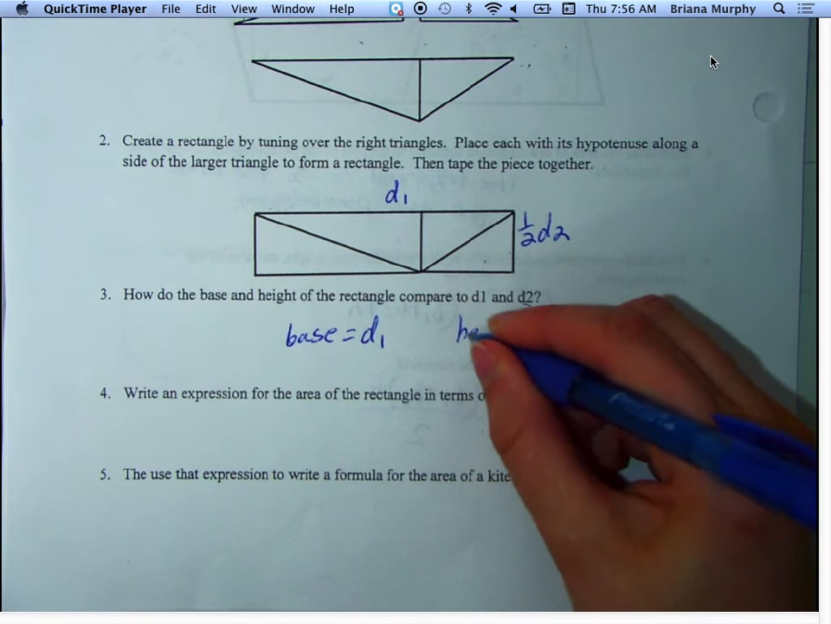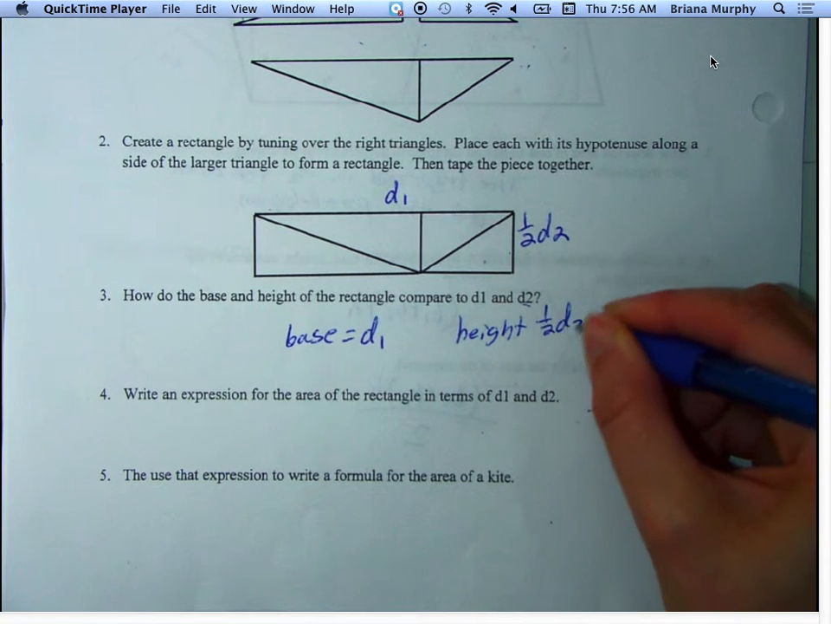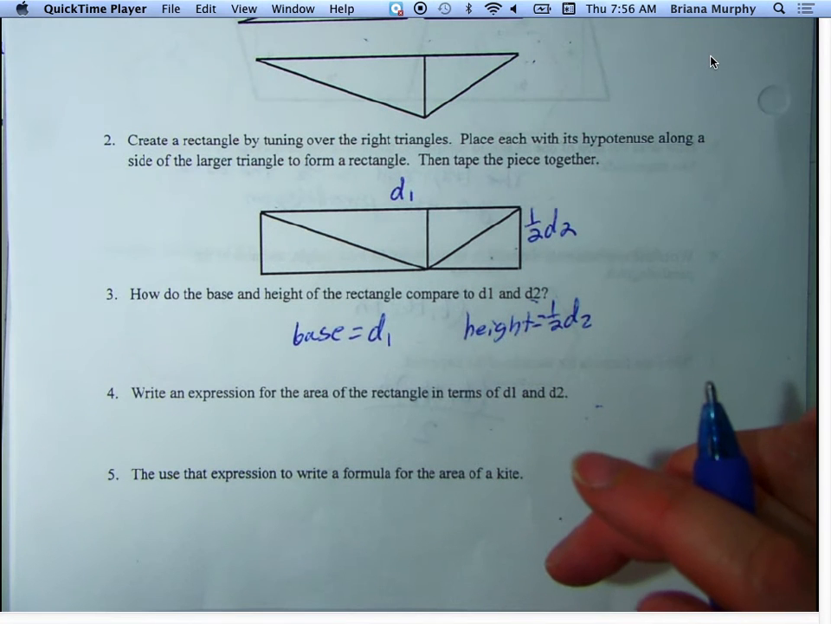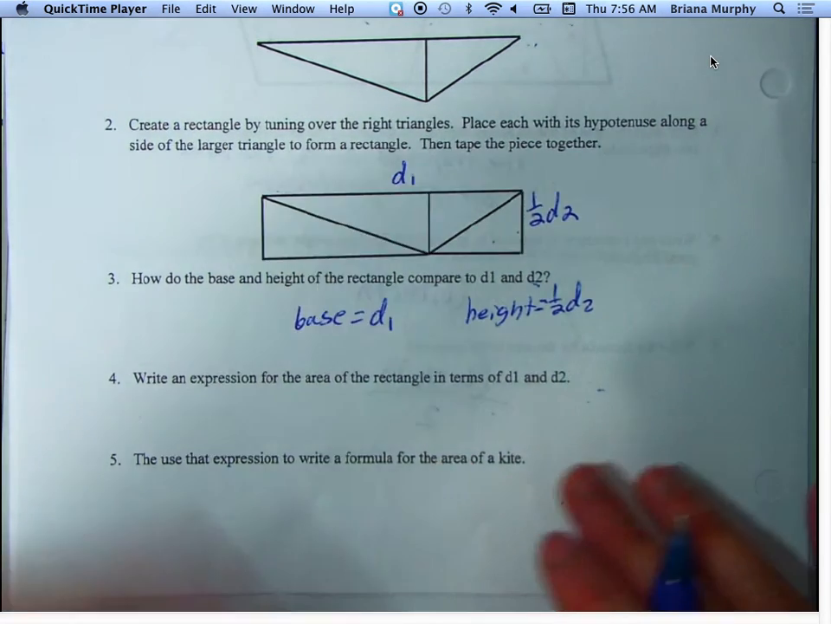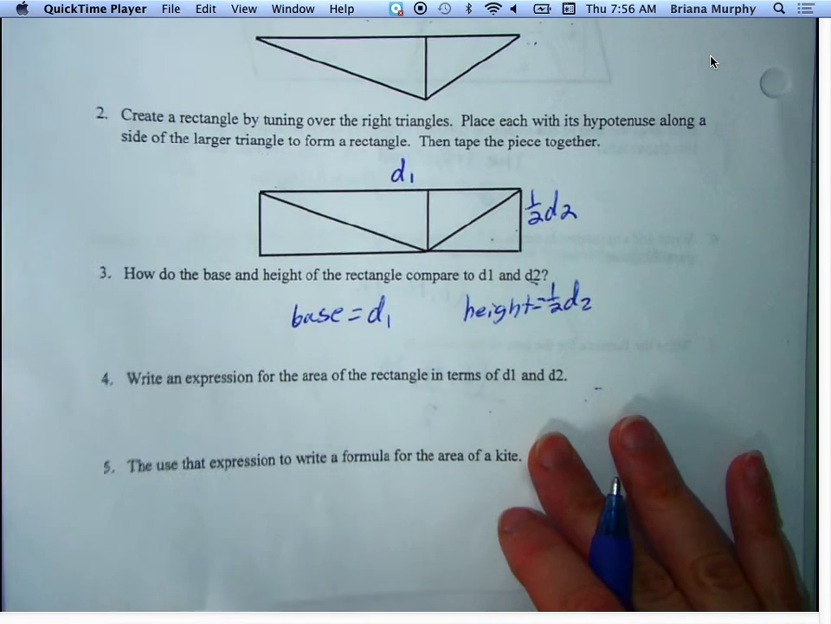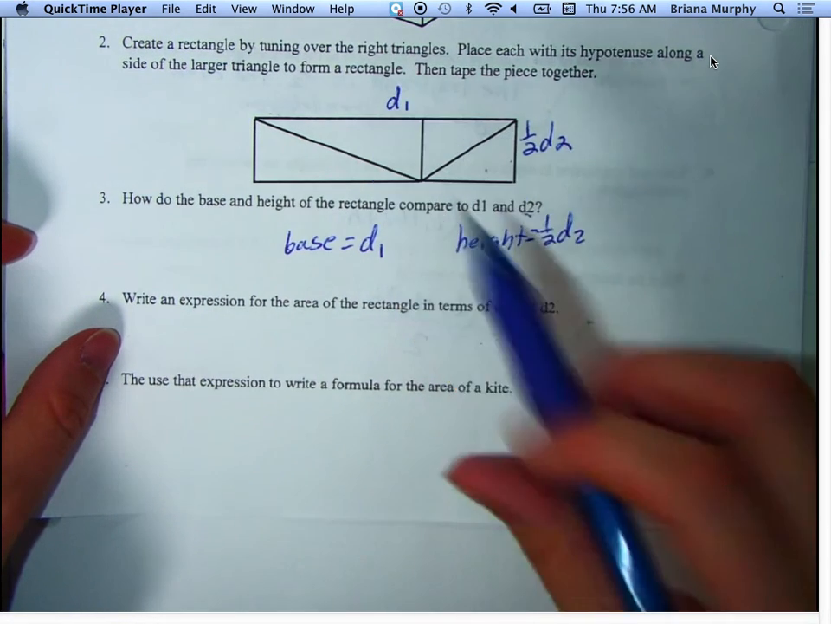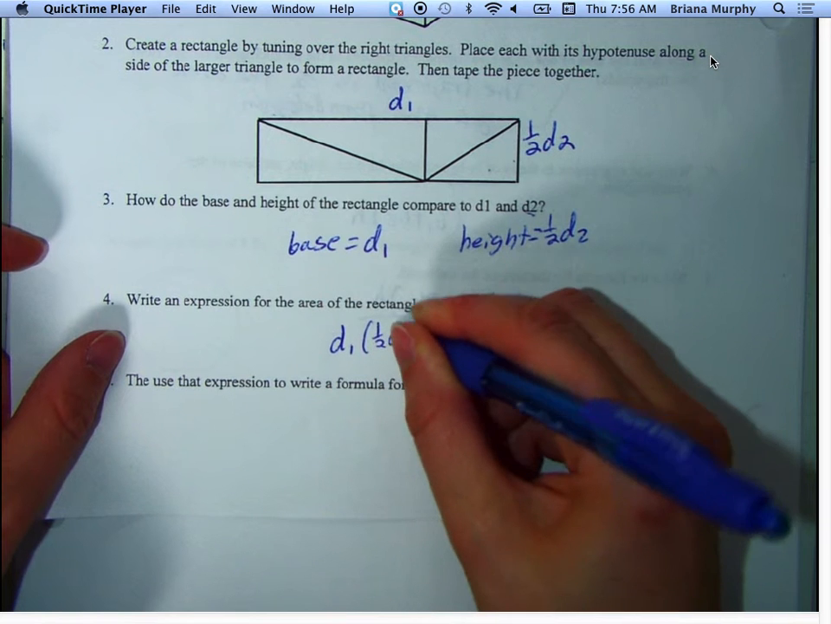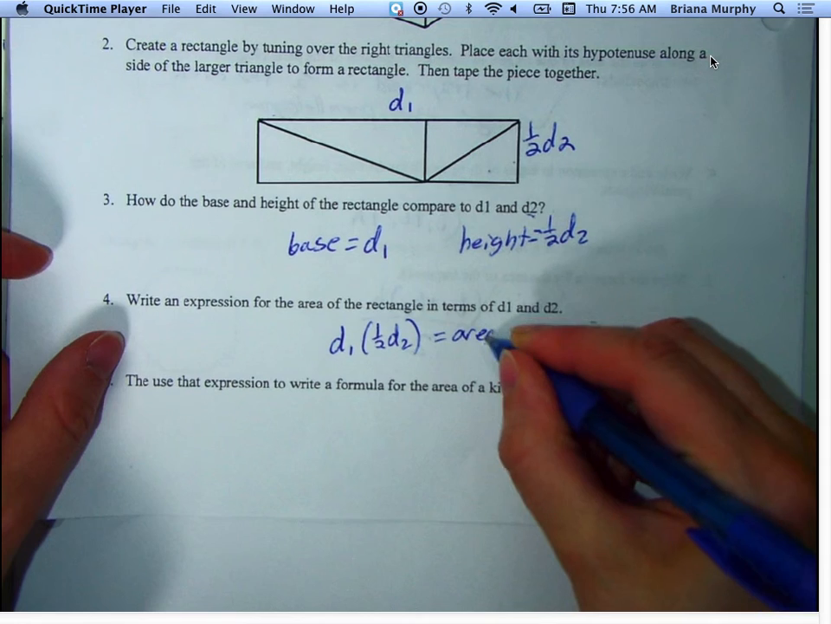And the height is 1/2 D2. Okay, so if we wanted to write an expression or the formula for how to find this specific rectangle, we would say D1 times 1/2 D2. That would be the area of this rectangle.